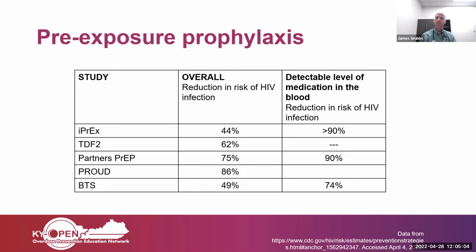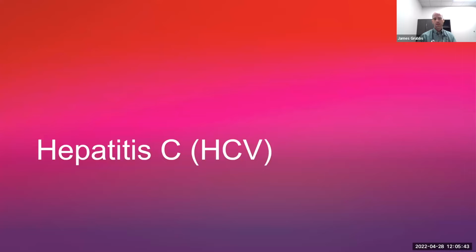This table reflects the fact that it's most effective among people who take the medications and have detectable levels of the medication in their blood. In those instances, it's upwards of 90% for preventing sexual transmission and upwards of 70% for those who have parenteral exposure or injection use exposure. But on the whole, for all people to whom the medication is prescribed, the risk reduction tends to be more in the range of 40 to 75%, and some of that's because of incomplete adherence. And so that summarizes a lot of what we talked about with HIV.